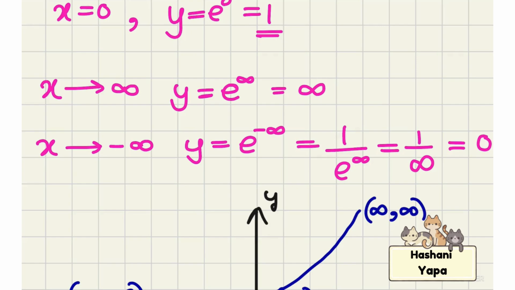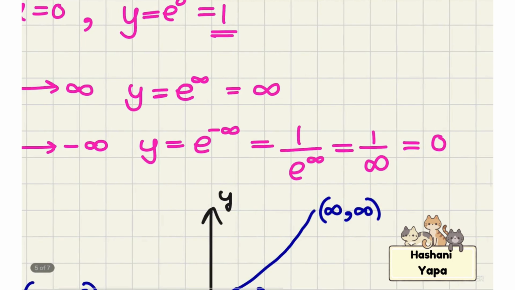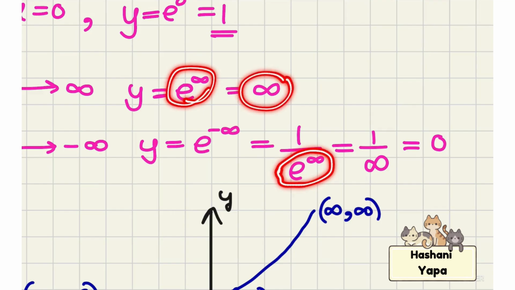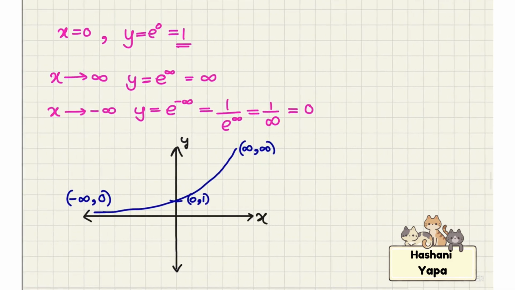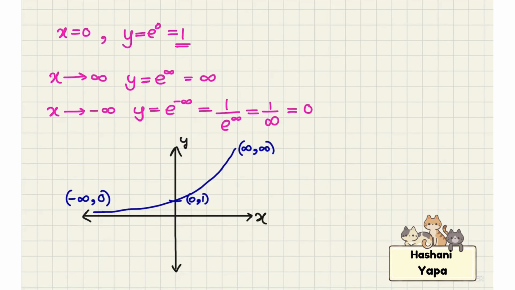Then if you take minus infinity, e to the power minus infinity, you can write it as 1 over e to the power infinity. The minus goes to the denominator and it becomes positive. And you know e to the power infinity is a very large number from the previous one, so that means it is almost infinity. So 1 over infinity will give us 0. That's how I got these coordinates to plot this exponential function, this e to the power x curve.